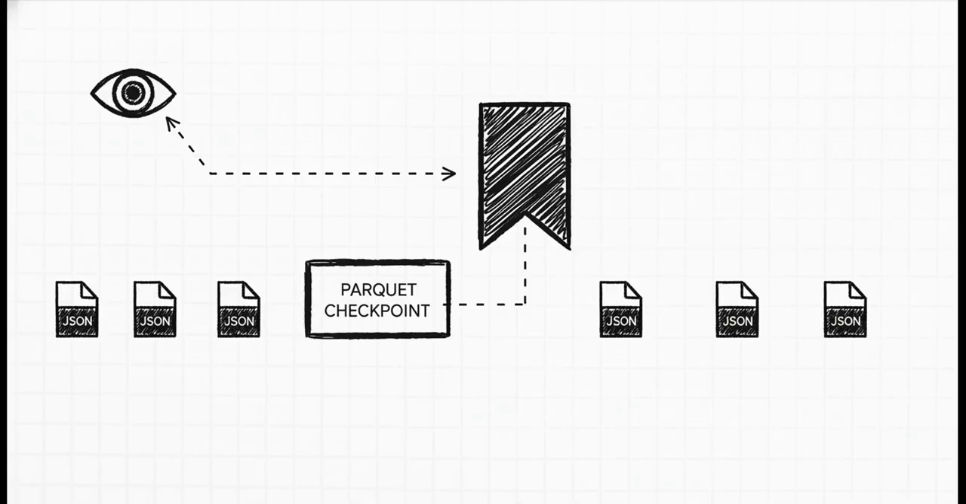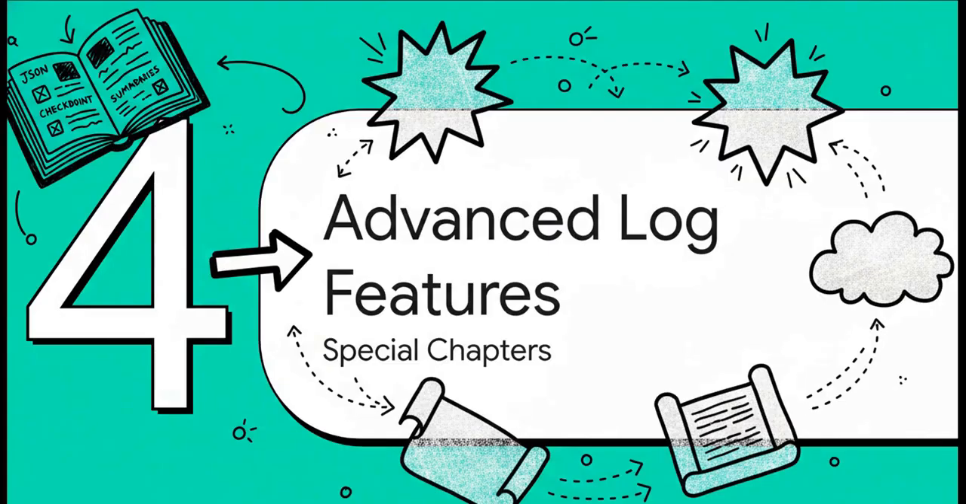It's brilliant. So we've got the core brain figured out, right? It's a journal of JSON files with these handy checkpoint summaries. Now let's look at a few of the special chapters in this logbook, some of the more advanced features that this whole architecture makes possible.